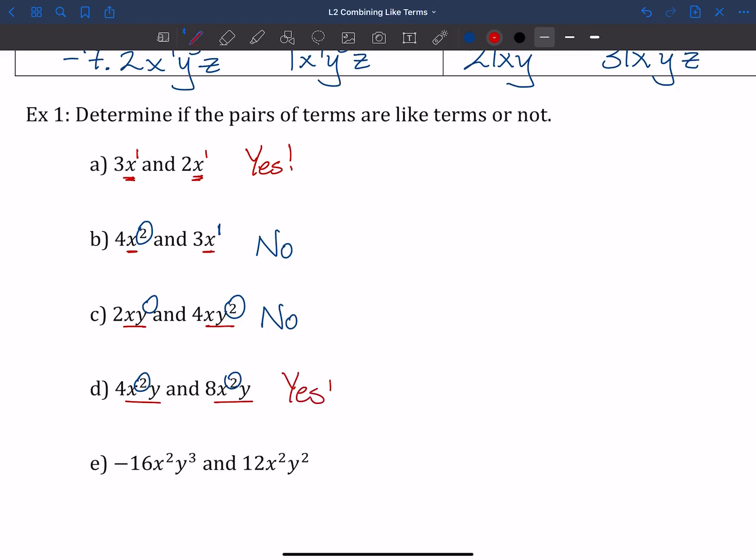All right, and then last but not least down there, again, take a second, pause here if you need to, take a look at those and see if they should be like terms or if they're not. What I'm noticing is they do both have xy, right? The variables on the x's match, but then the ones on the y's do not. Right, so this one's a no, unfortunately. Those are not like terms, even though they seem to be real close.